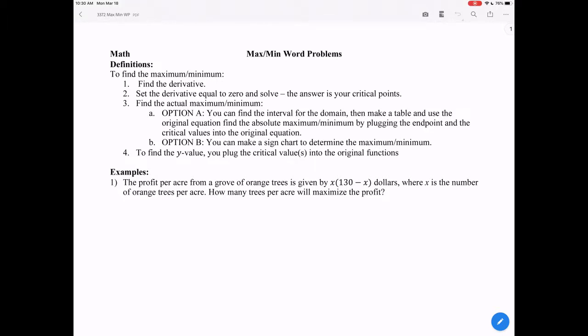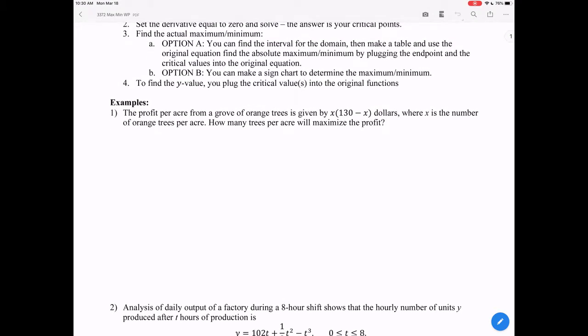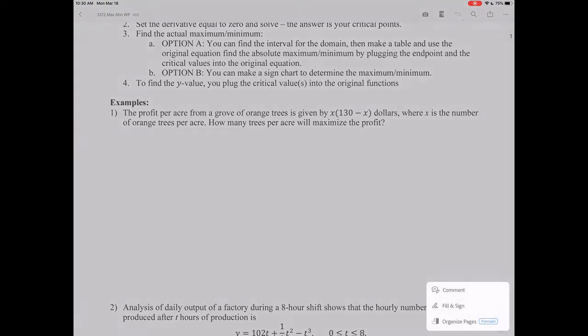Okay, welcome to Max-Min word problems. These are more physical word problems and less business word problems, whereas the last section was more business word problems. So these are more physical. We'll also introduce a new method, so we're going to do a sign chart. I think all of these are sign charts, and none of these are tables, and then we'll do the second derivative test. All right, so let's go ahead and get started.